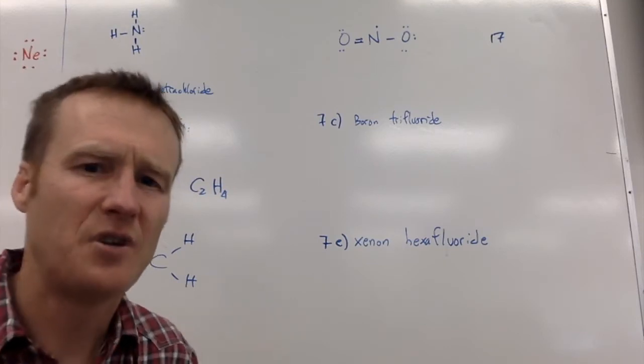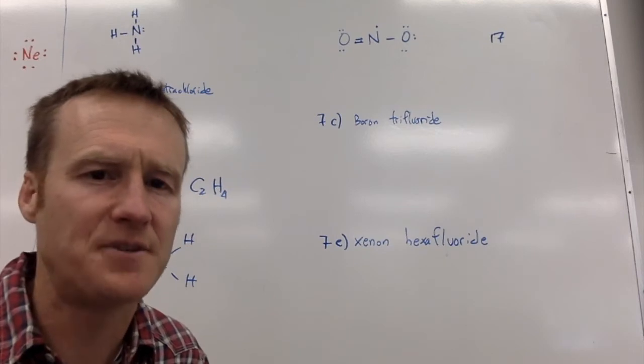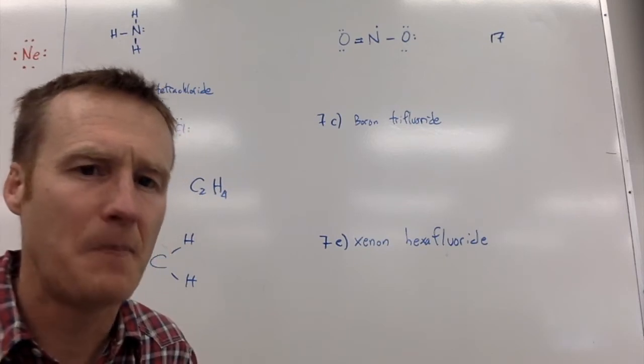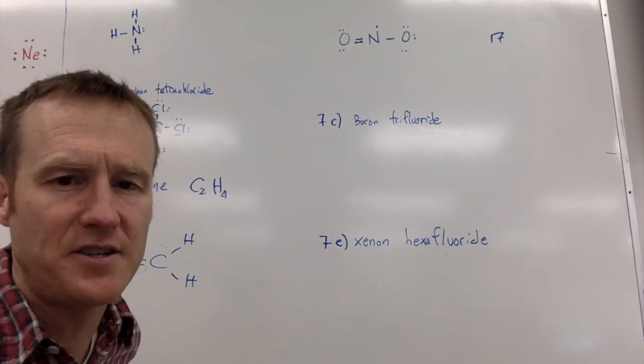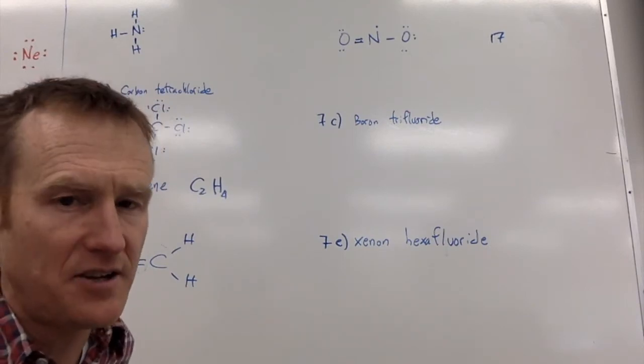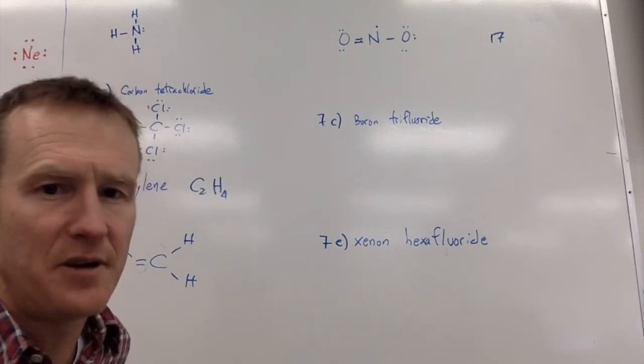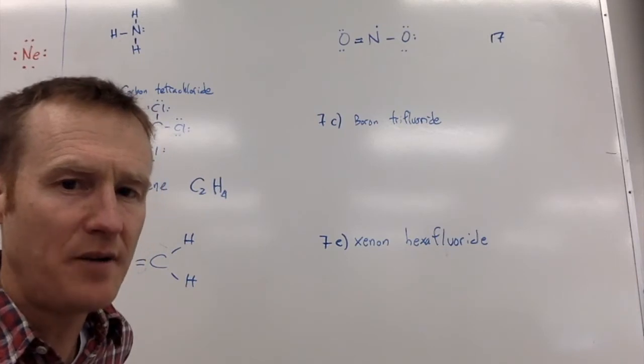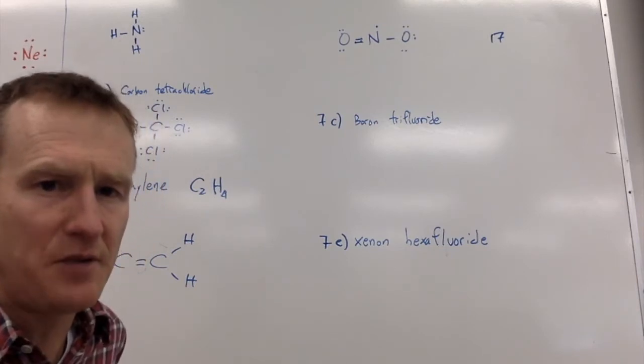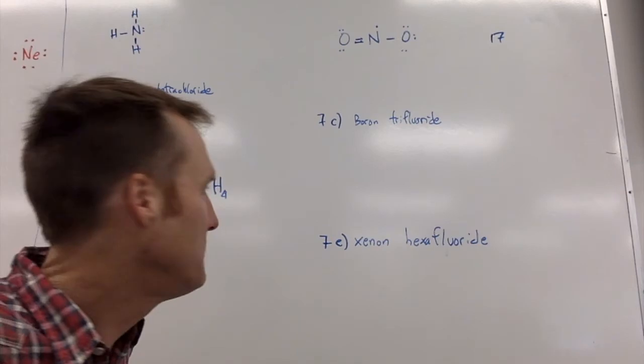No lone pairs. So what's that going to look like when it comes to the electron dot diagram? Well, each of the fluorines has got 7 valence electrons. The boron's got 3. 7 times 3 is 21. 21 plus 3 is 24. We have 24 electrons to work with.